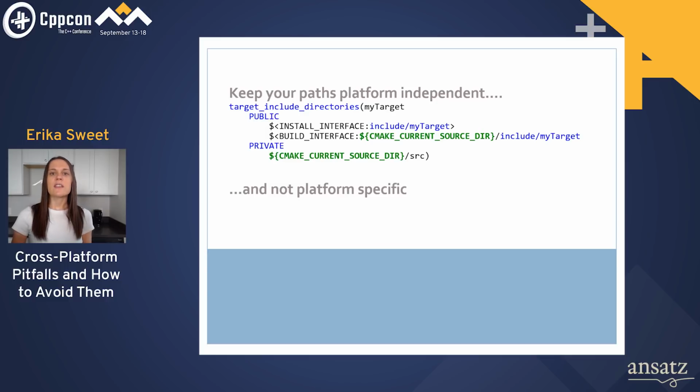Another recommendation is to avoid backslashes. So you can use the file command with the TO_CMAKE_PATH or TO_NATIVE_PATH options to convert native paths and system search paths to and from CMake style paths with forward slashes.